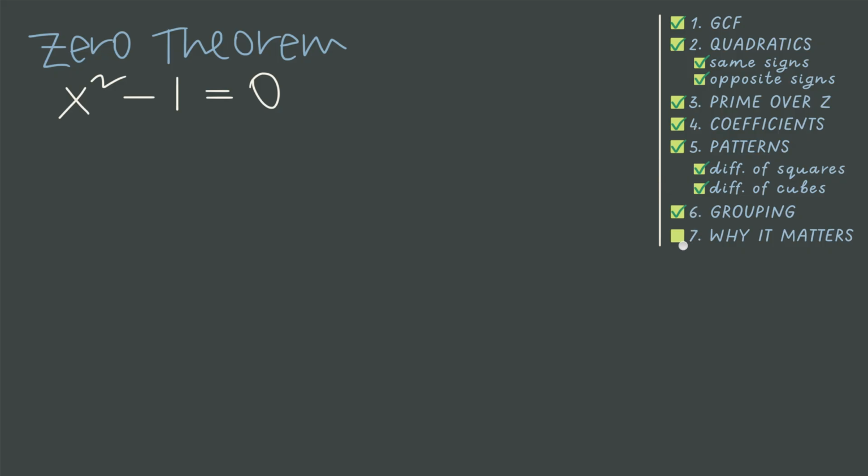The question though is, why does this matter? Why do we have to factor things at all? Well, I'll give you a couple of examples. The first is this zero theorem, which we usually learn about in Algebra 2.